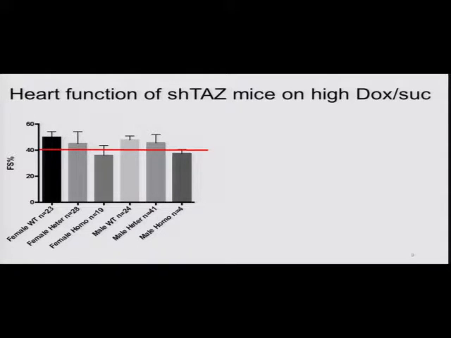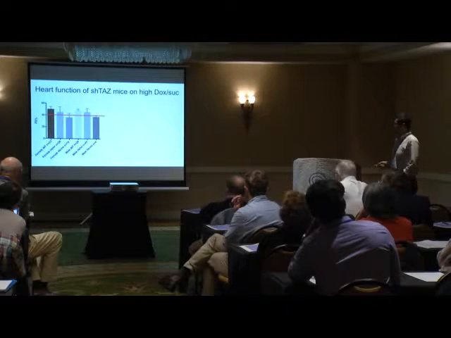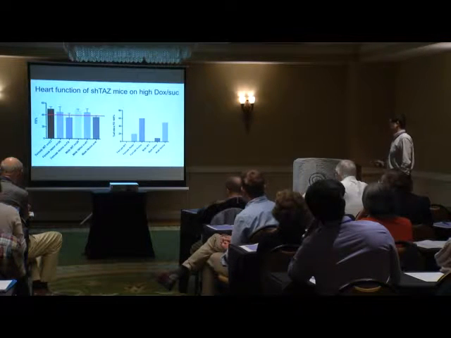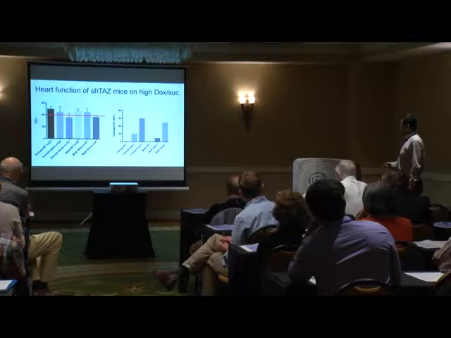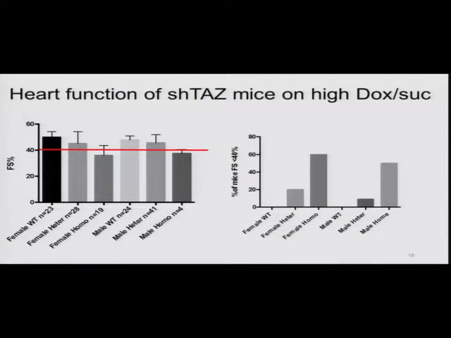If we use 40% fractional shortening as a cutoff for normal and abnormal, we found that in the female homozygote group, almost 60% of the mice develop very clear heart dysfunction. And in the male, half of them. The problem with the male homozygote is that the number of mice is very low.